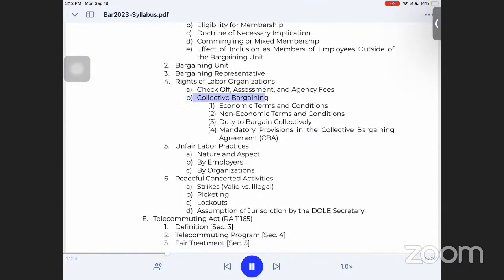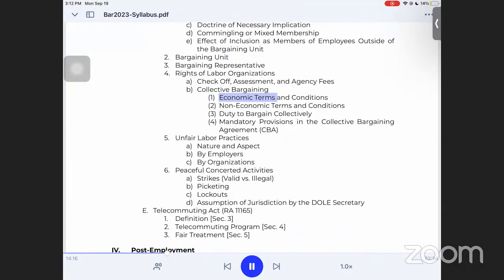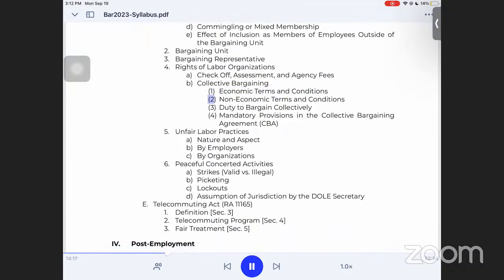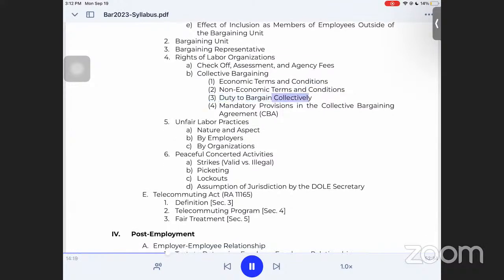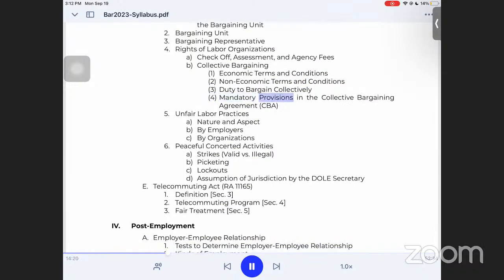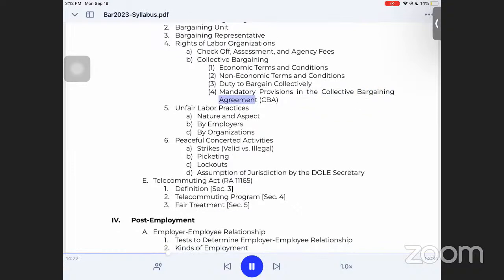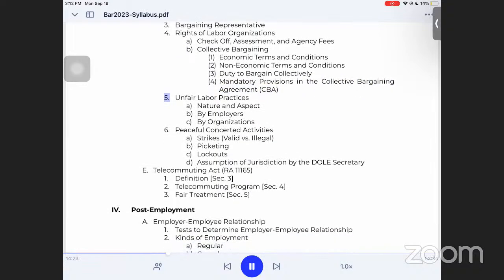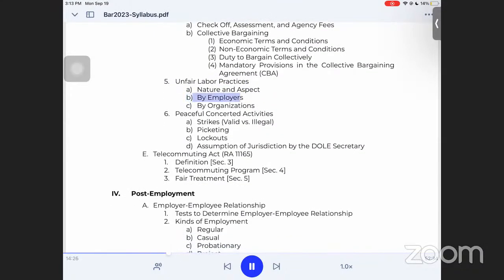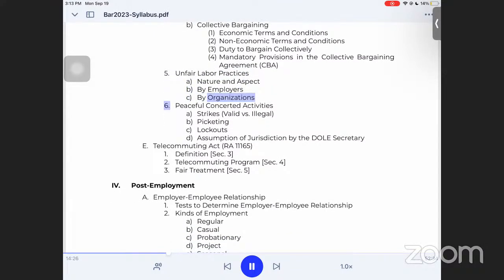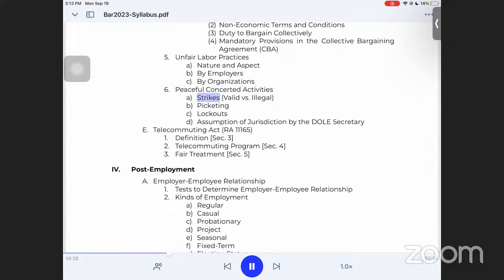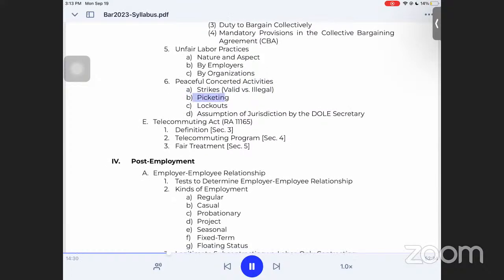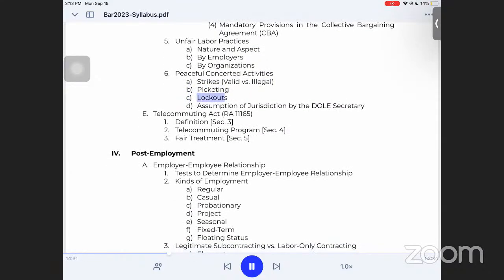B. Collective bargaining. 1. Economic terms and conditions. 2. Non-economic terms and conditions. 3. Duty to bargain collectively. 4. Mandatory provisions in the collective bargaining agreement, CBA. 5. Unfair labor practices. A. Nature and aspect. B. By employers. C. By organizations. 6. Peaceful concerted activities. A. Strikes, valid versus illegal. B. Picketing. C. Lockouts.